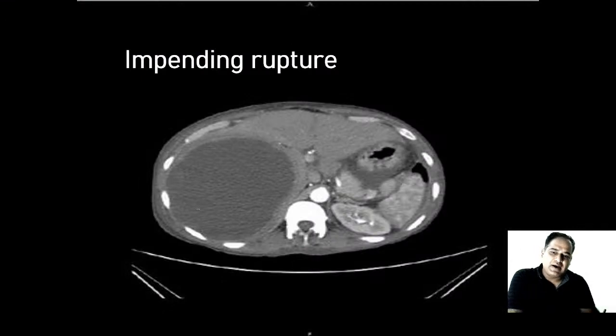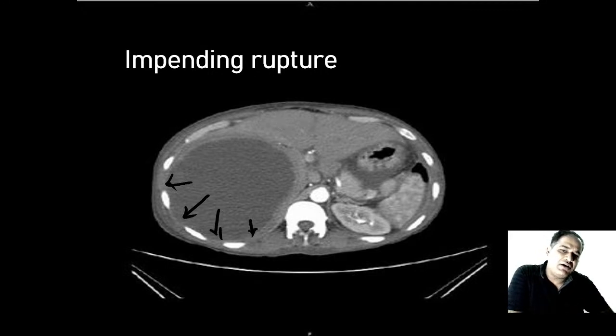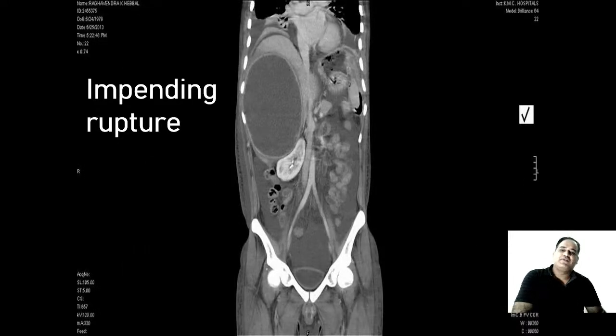You see, this is impending rupture. See, such thin it has become, so it might rupture anytime. Most commonly, it will rupture inside the peritoneal cavity only. Fine. But it can rupture in the pleural space also.